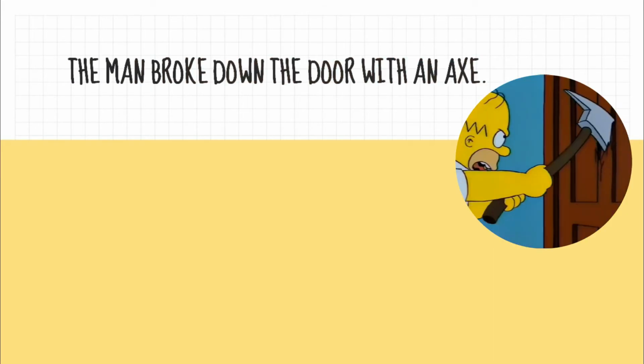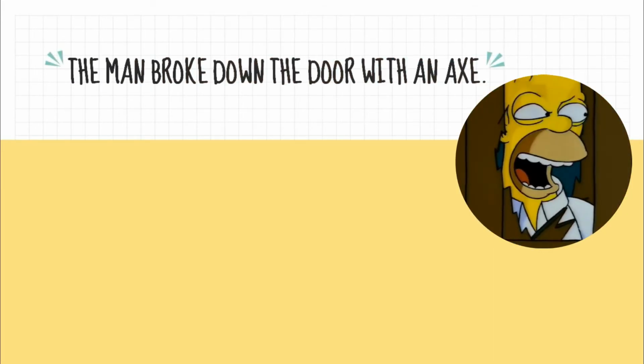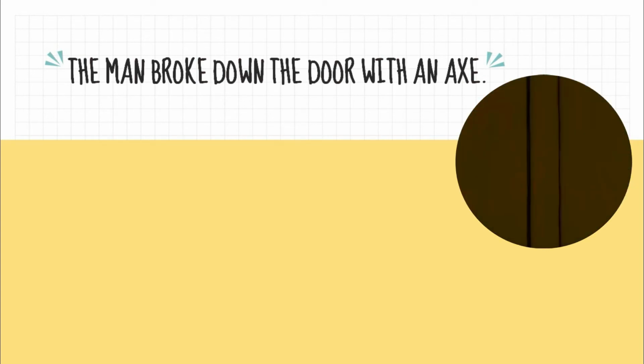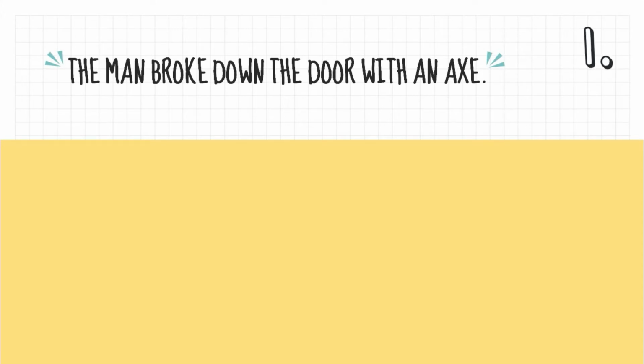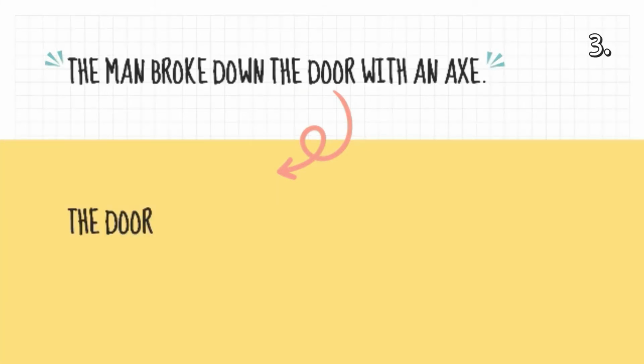Now let's try a new sentence together. The man broke down the door with an axe. This here is a sentence with active voice. So to transform it to passive voice, we have to: 1. Identify the agent, verb, and object. 2. Move the object at the beginning of the sentence. 3. Decide if we will use was or were. Here the object is the door, so we will use, that's right, was. 4. Write the verb in its past participle form.